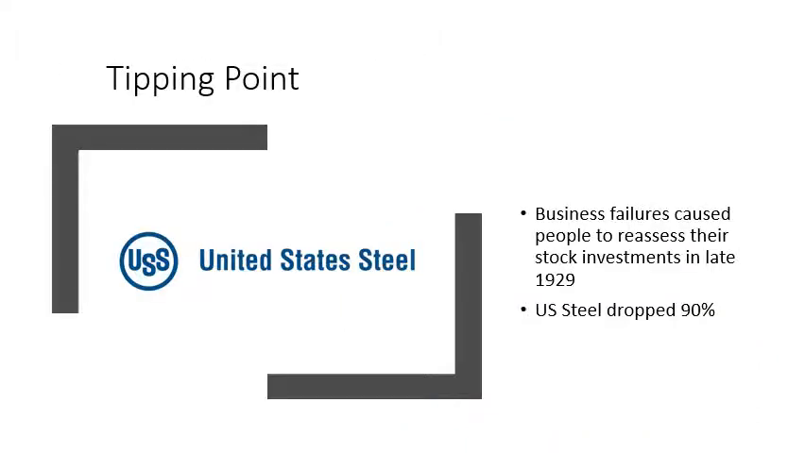So the tipping point of all this was that businesses began to fail as a result of the loss of demand, as a result of being oversupplied. And so these business failures caused people to reassess their stock investments in the late 1920s. So think if you had invested in a company and all of a sudden that company's failing to bring a profit in, the stock's not growing. And you could see that when U.S. Steel dropped 90%, so 90% of the value in U.S. Steel drops as the demand for steel dies, the company's no longer growing, their stock drops.